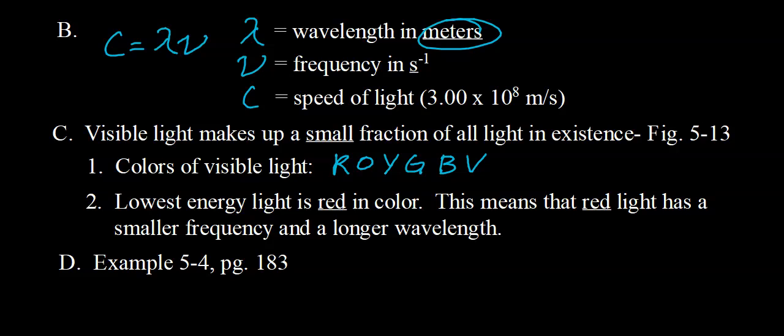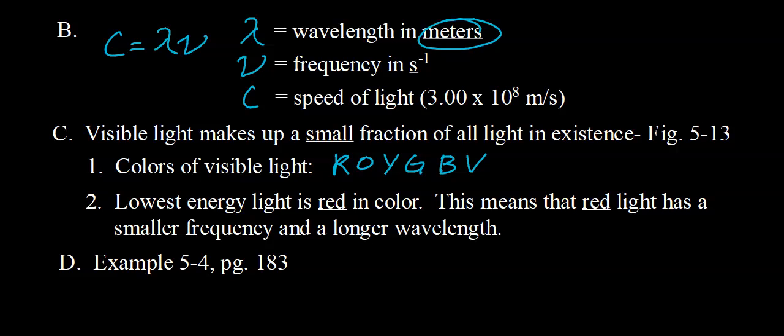Read along with me, please. Example 5.4 on page 183. Light near the middle of the ultraviolet region of the electromagnetic radiation spectrum has a frequency of 2.73 times 10 to the 16th per second, or hertz. Yellow light near the middle of the visible region of the spectrum has a frequency of 5.26 times 10 to the 14th hertz. Calculate the wavelength that corresponds to each of these two frequencies.